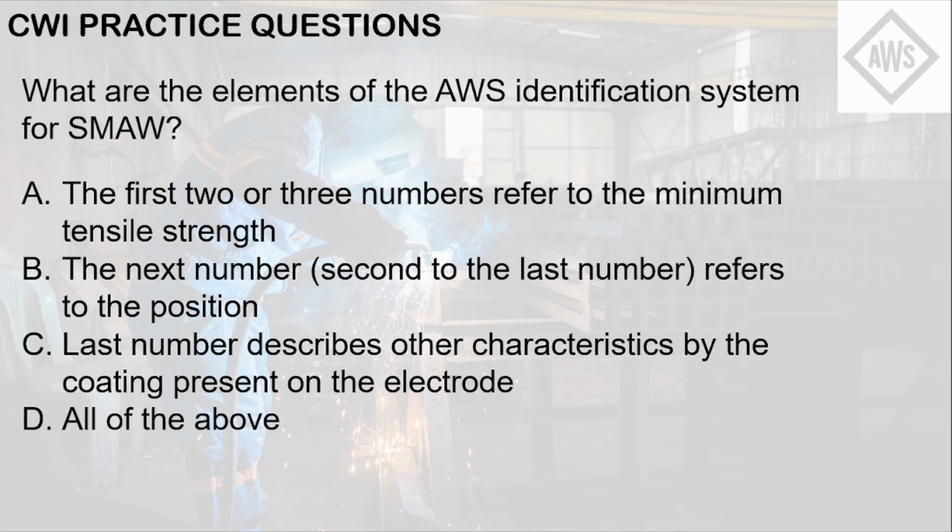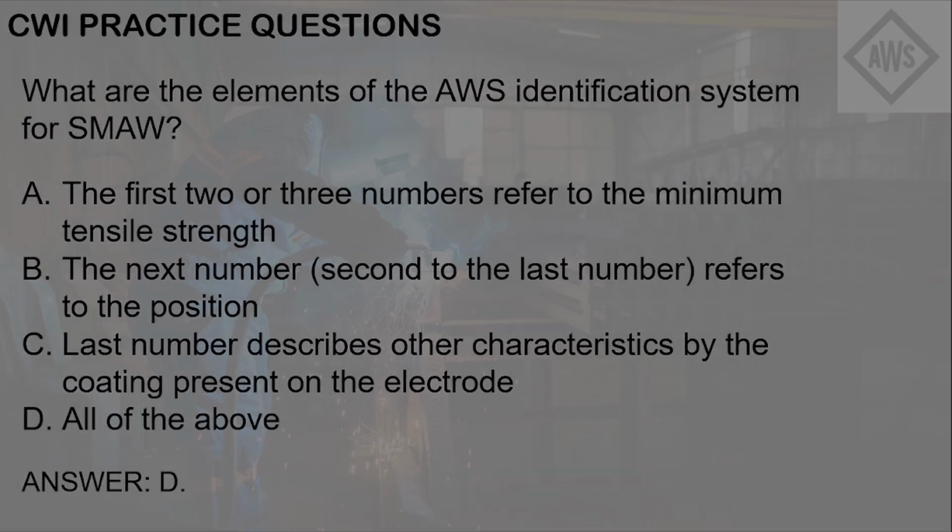If you check the choices, the first 2 or 3 numbers indeed indicate the minimum tensile strength of the weld. The next number refers to the position, either 1 or 0. The last number is the chemical composition or any other characteristic that describes that electrode. So all of these 3 choices are accurate, so the answer here is letter D.